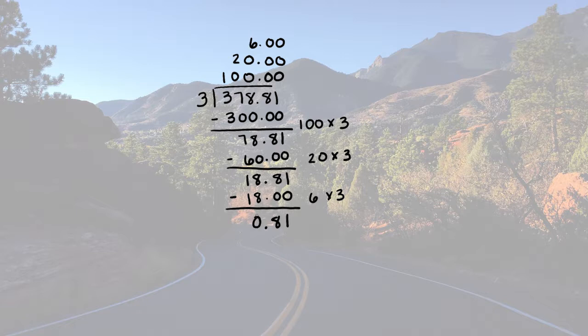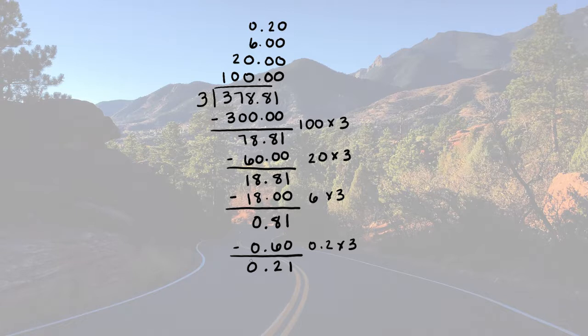3 times how many tenths is close to 81 hundredths? 2 tenths. Record a 2 in the tenths place above the 6 with a decimal before the 2 and a 0 following the 2. 2 tenths multiplied by 3 is 6 tenths. Subtract 6 tenths from the dividend. There is still 21 hundredths left to share.